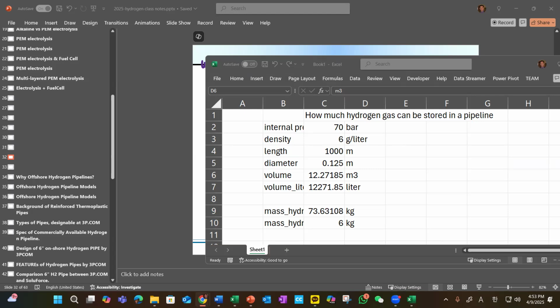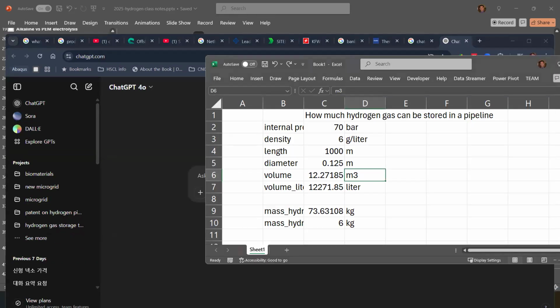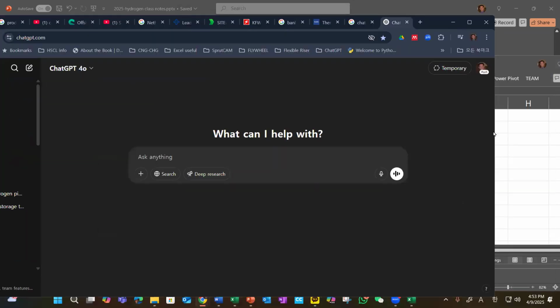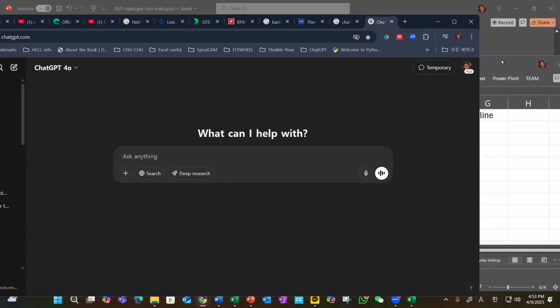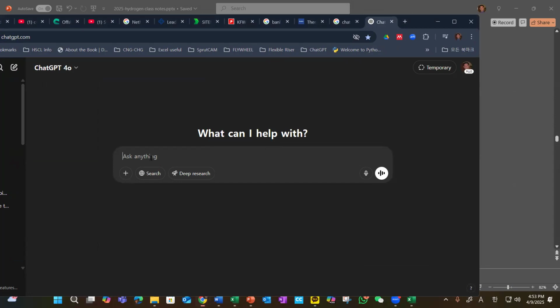Well, we don't have to use ChatGPT, but it just gives you a better idea of how quickly we can get an answer. Let me just ask, how can we use the pipeline?